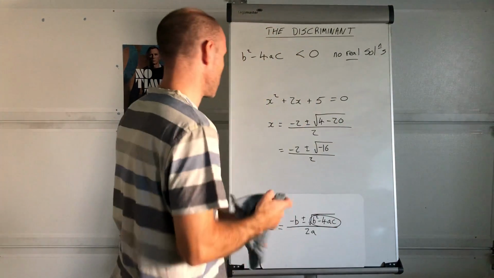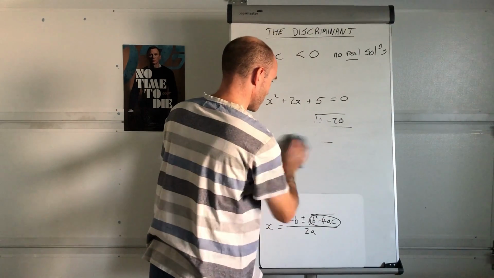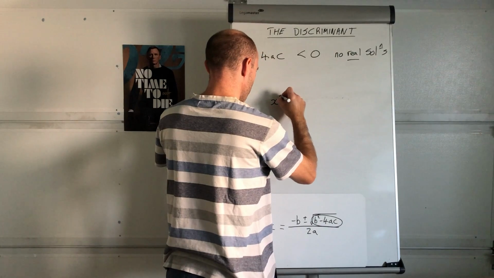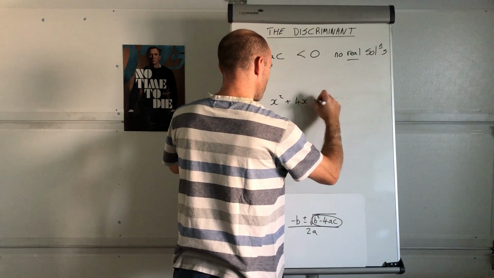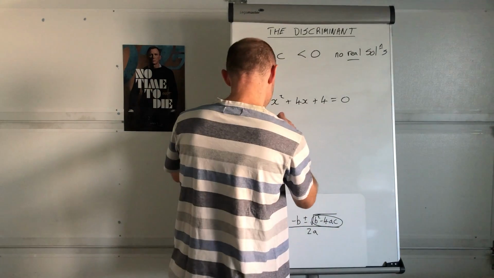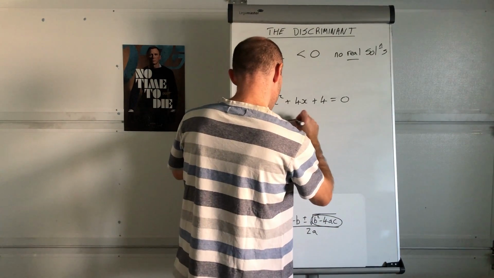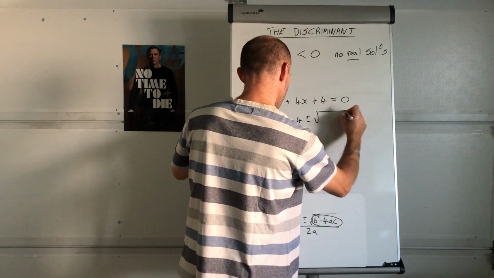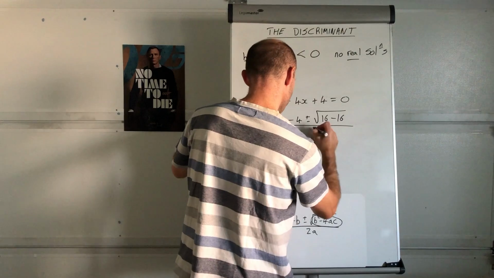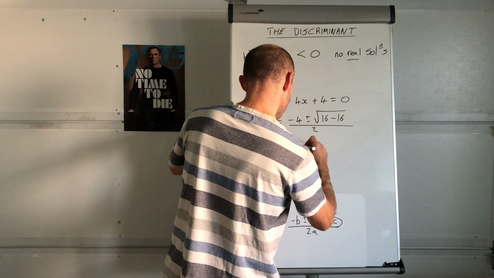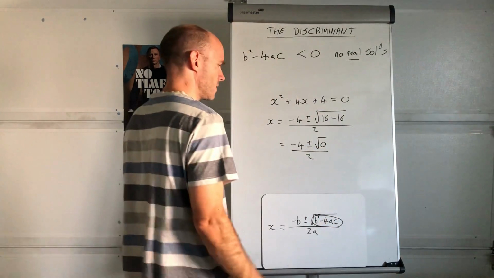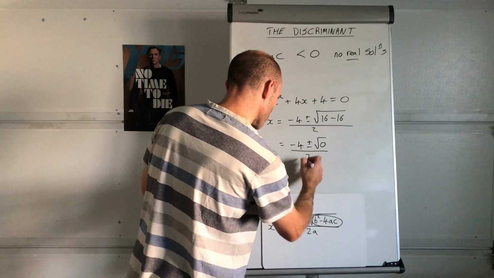Right, let's try something else. Let me give you another example. Here's one, and I'm just making it nice and simple: x squared plus 4x plus 4 equals 0. Again, use the quadratic formula to work it out. So you'd have x equals negative 4 plus minus square root of b squared, 16, subtract 4 times a times c, which is 16, all over 2a, and notice you end up with square root of 0, which is 0. So you end up with just negative 4 divided by 2, so it's negative 2.